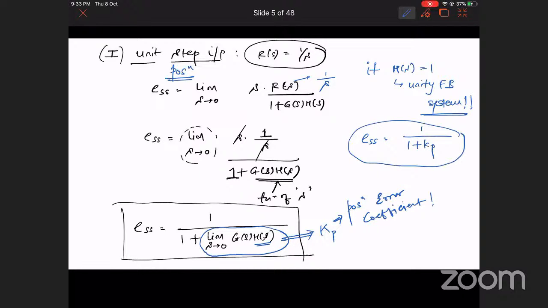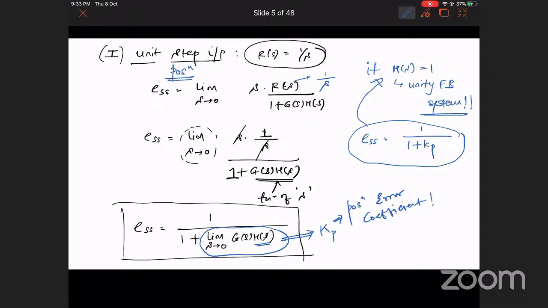Now let me declare: this formula which I have written, ESS equal to 1 upon 1 plus Kp, is applicable only and only if h of s equal to 1. That is nothing but a unity feedback system. Let me tell you very clearly, Kp cannot be defined for a non-unity feedback system. Kp, Kv, Ka, which will come later, are defined only for unity feedback systems. So please make a note of it.